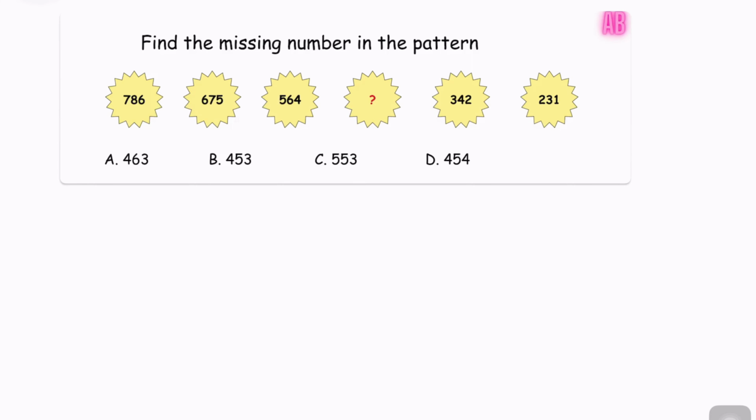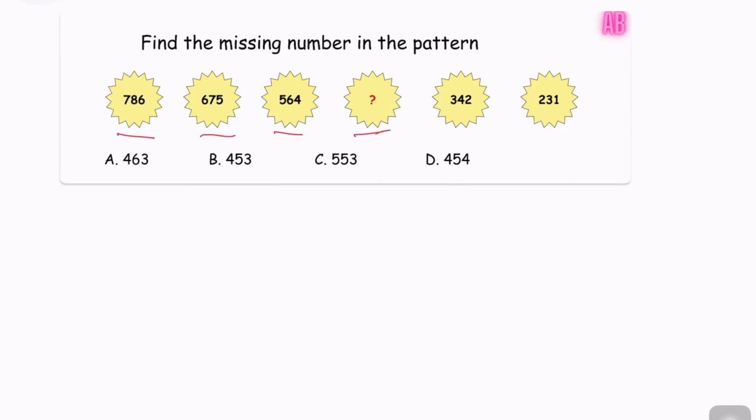Okay, kids. So this is the first question on your screen, and it's about patterns. So we have numbers here, and this question is asking us to identify the pattern. So we have 786, 675, 564, and here we have to find out this number. To find out this number, we have to identify the relationship between the numbers, or you can say the pattern between these numbers.